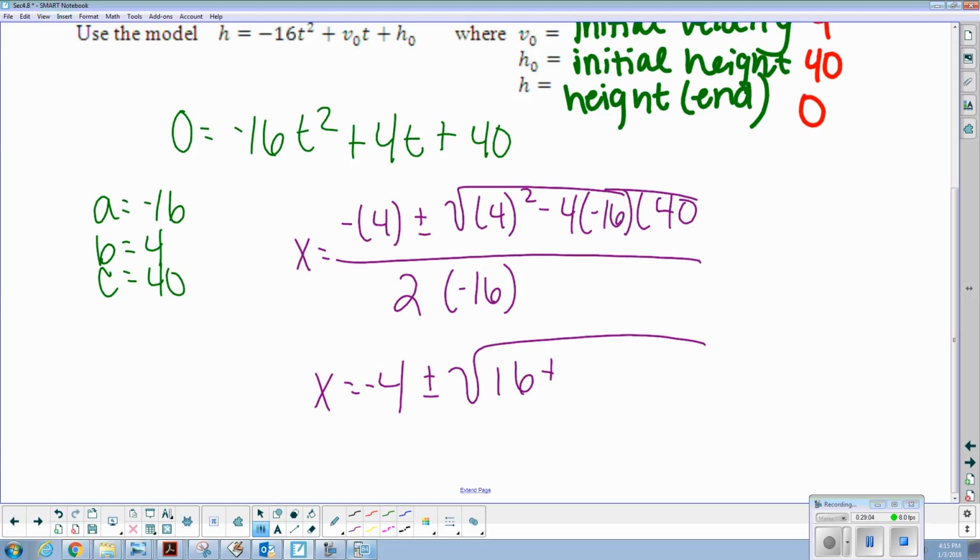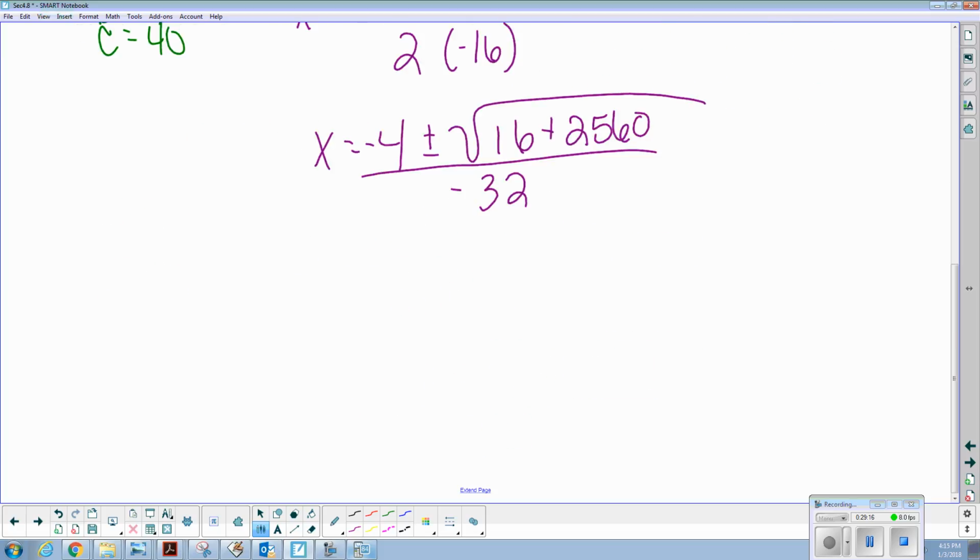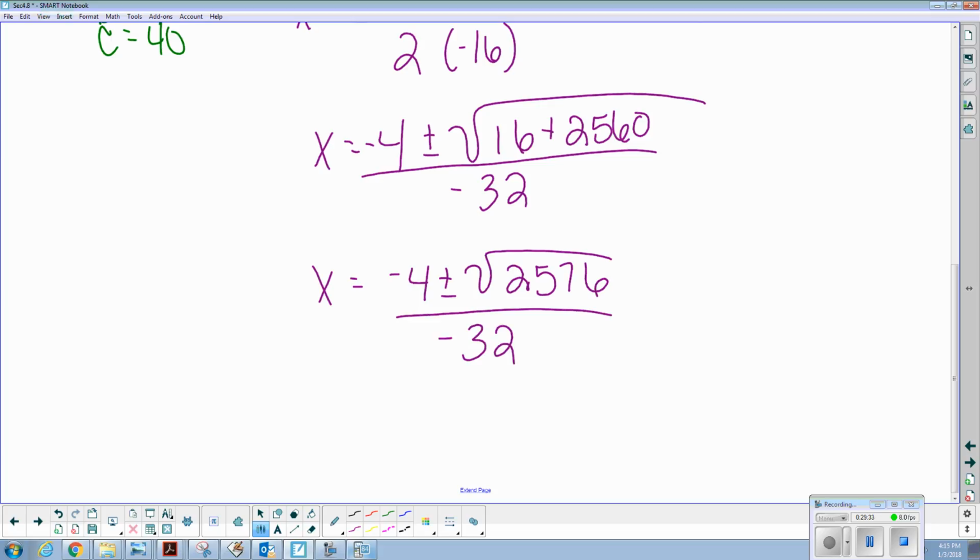And if you calc this out, I put this in my calculator, but if you calc this out, you should get negative 60 all over negative 32. So x equals negative 4 plus or minus, so that gives us 1a plus or minus the square root of 2576 over negative 32. Now, use what makes sense.